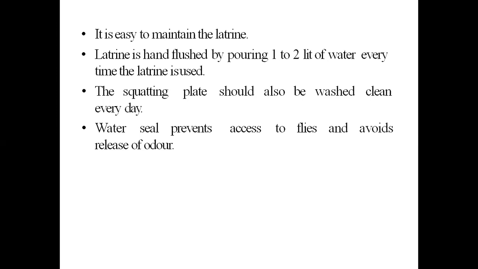And the next is the superstructure, and it is a permanent one, so it should be constructed with good quality materials. Now, what is the advantage of an RCA latrine? It is easy to maintain. The latrine is hand flushed by pouring 1 to 2 liters of water every time it is used. The squatting plate should also be washed clean every day, and the water seal prevents access to flies and avoids release of odor. So this is the most important advantage of this RCA type of latrine, and people should be educated to keep the latrine clean and dry.